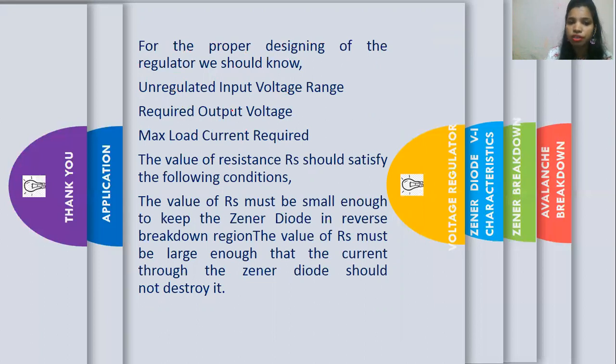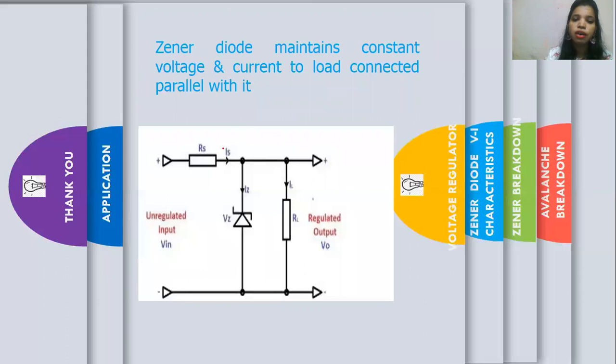unregulated input voltage and what desired output we want. Simply, what is the input and what output we want, and what is the maximum load current we require. Now the value of RS must be small enough to keep the Zener diode in reverse bias, because in forward bias it's like a simple PN junction diode, but for regulation we want the Zener diode in the reverse bias condition.